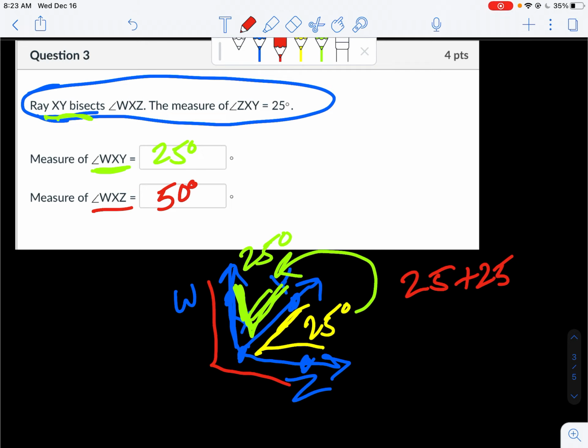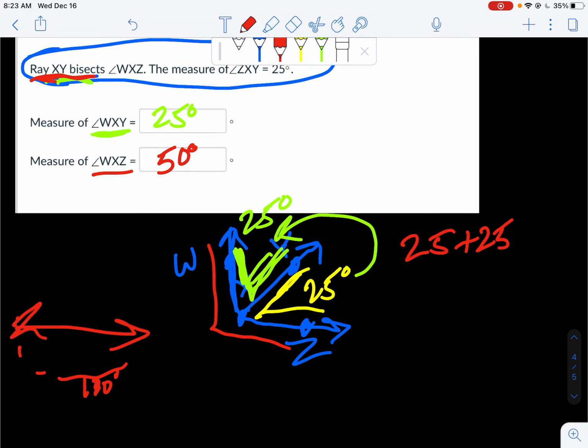So math-wise, it's not a super tricky problem, but we just need to make sure we're reading very carefully, that we're not reading into things and assuming that we have an angle that's 180 degrees. We need to make sure we're being a little more careful with how we read.